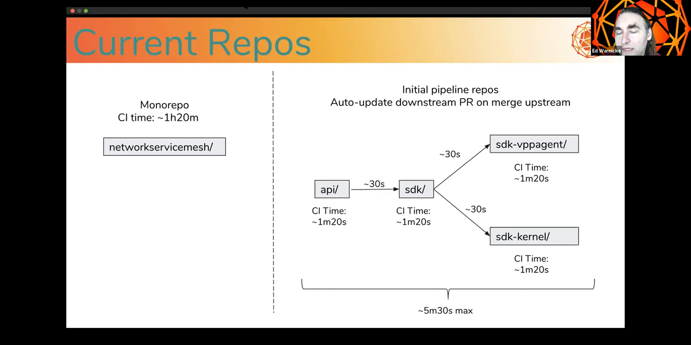And then when you merge something to SDK, including the updates from API, about 30 seconds later it automatically pushes PRs downstream to SDK VPP agent and SDK kernel. And so just adding up the CI plus transit times here, you're looking at about a 5 minute, 30 second max through the system, not counting any review time. And so if we were to get to the point where we were comfortable merging clean updates from upstream that pass CI, the transit time through this whole chain for an API change that ends up being harmless could be as little as 5 minutes, 30 seconds. And so this is what we've tried so far in terms of pipelining.